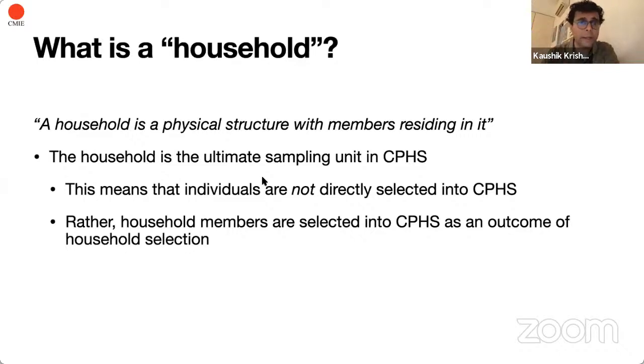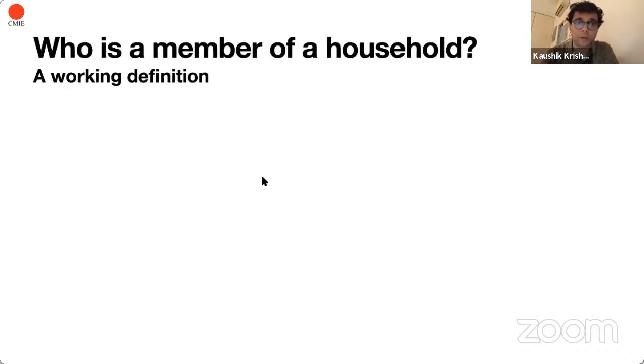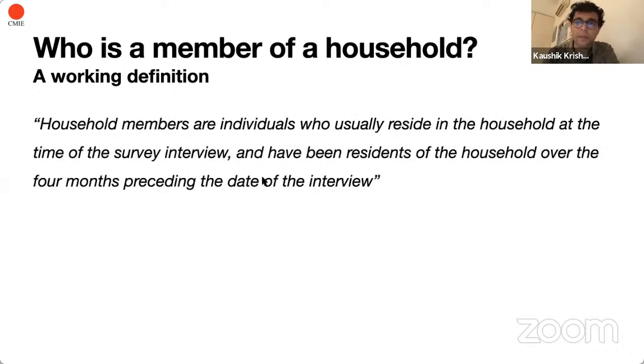Right? But who qualifies to be a member of a household? So I'll give you a working definition, and this can be a little unwieldy, so we'll try to break it down for you. Household members are individuals who usually reside in the household at the time of the survey interview and who have been residents of the household over the 4 months preceding the date of the interview. That's CPHS's working definition of a member of a household. But there's a lot here, so let's try and unpack it.